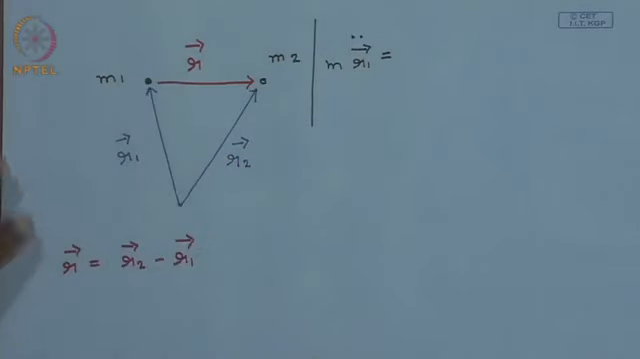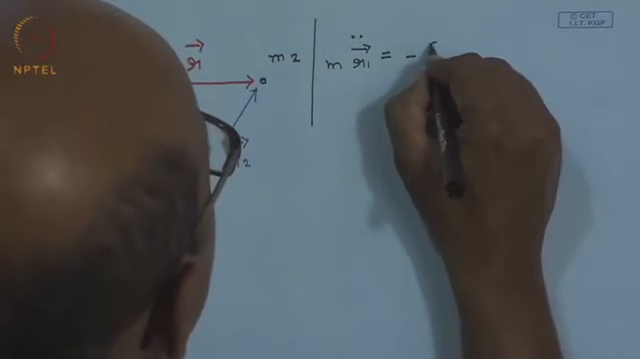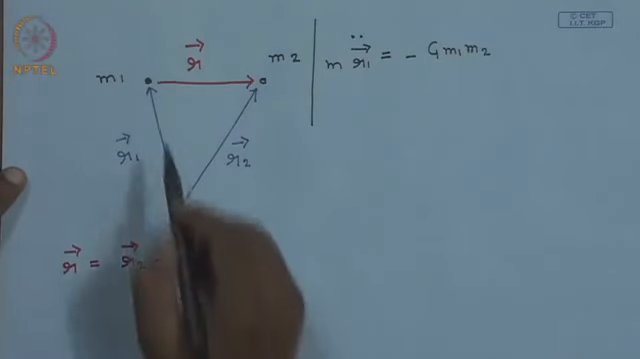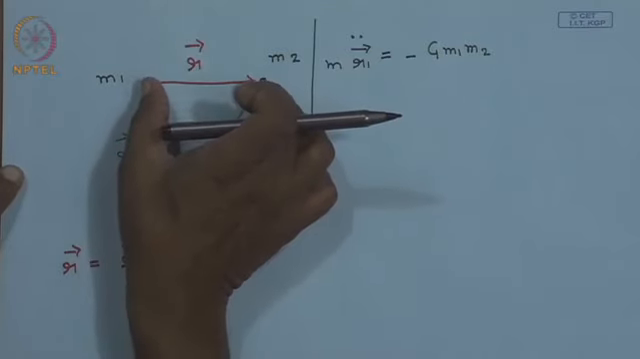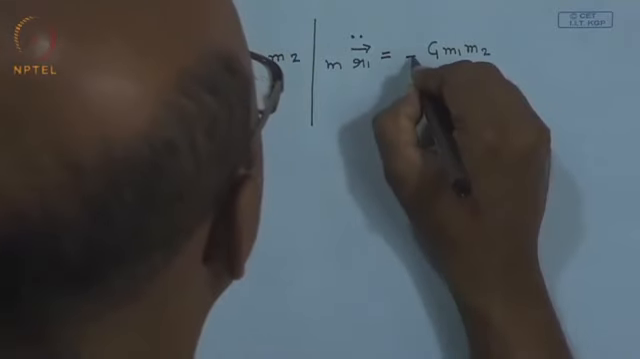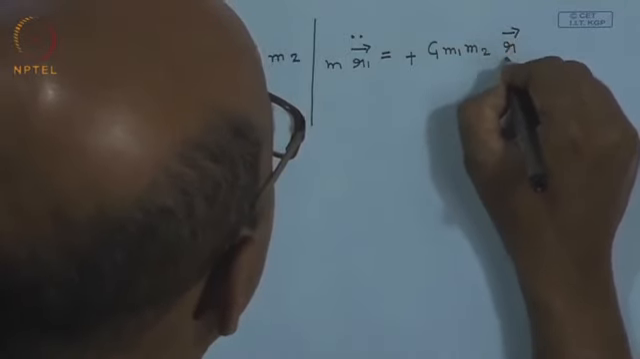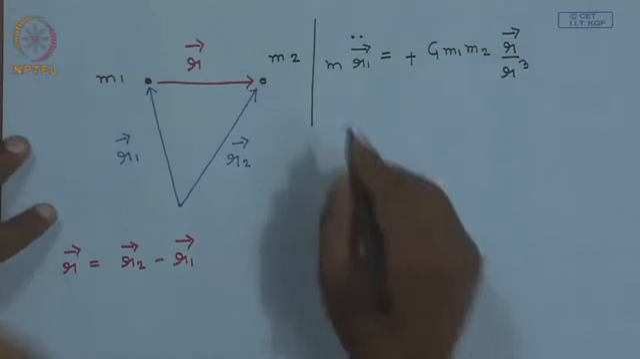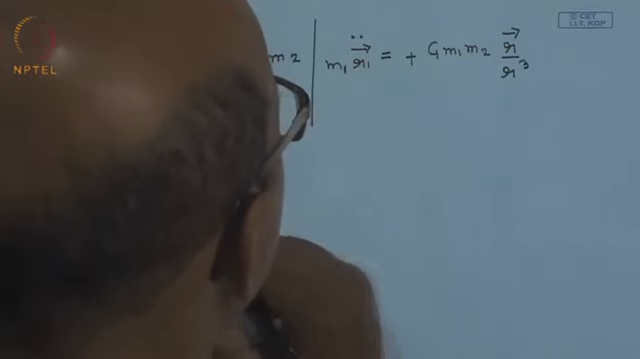So, the rate of change of momentum of the first particle is equal to minus G m1 m2. So, the gravitational force is proportional to the product of the two masses and inversely proportional to the square of this distance, and it is pointed towards the second mass. So, there will be a plus sign here, and it will be r by r cube. Similarly, I can write down the equation of motion of the second particle.